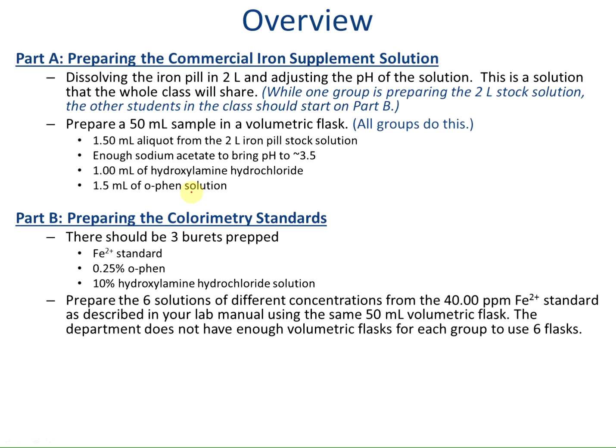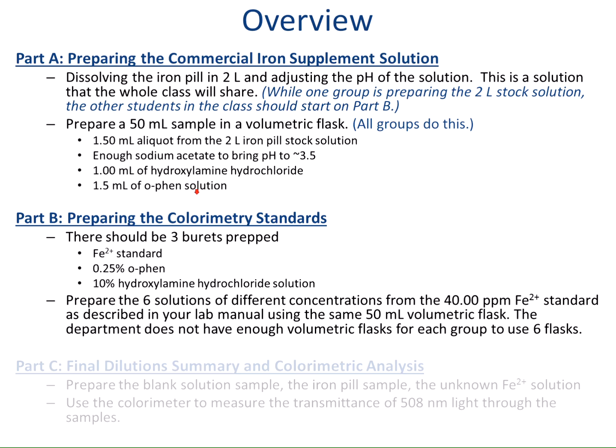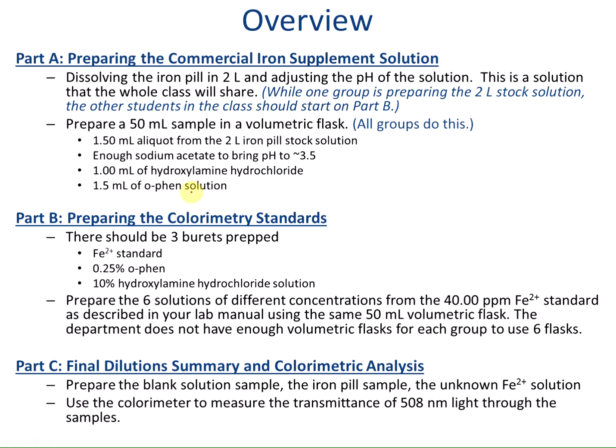So once we have all of our solutions prepared, we're going to prepare our final dilutions for our blank, the iron pill, and the unknown iron solution. Then once all the solutions are prepared, we use the colorimeter to measure the transmittance of the light at 508 nanometers through all the samples. And then after you do that, then it's time to do calculations in all your work in Excel.